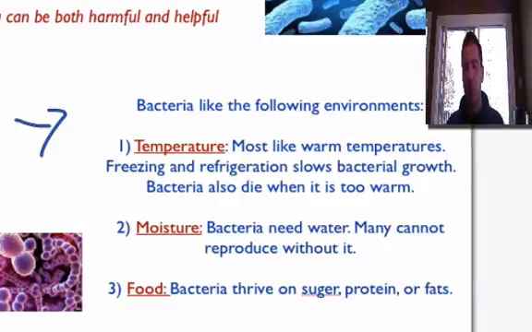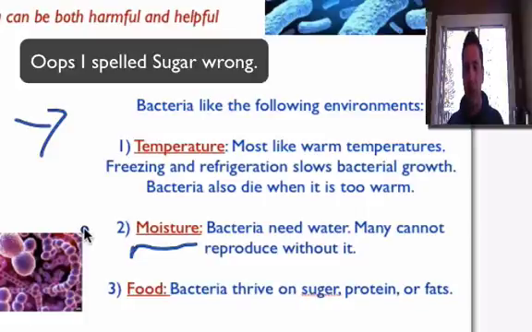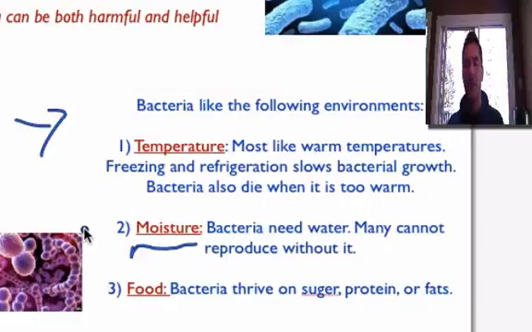Now, the second thing we're going to talk about right here is moisture. Bacteria need water, so without water, they can't reproduce. If we're in an area where the temperature is warm and there's moisture, then we're going to find bacteria growing at a rapid rate and reproducing very quickly. And then the third and last point is food. Bacteria thrive on sugar, protein, or fats.